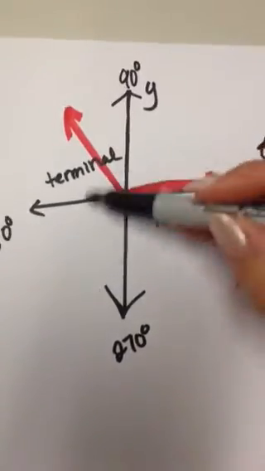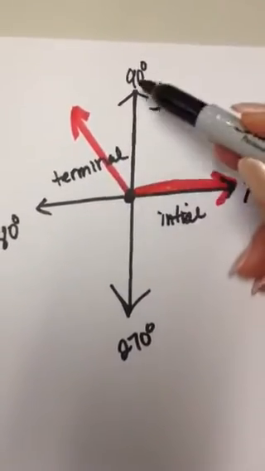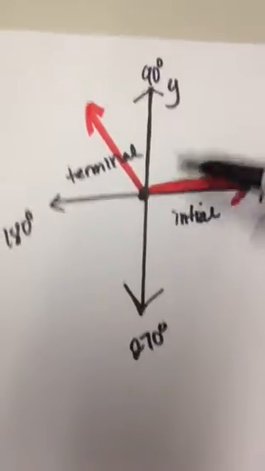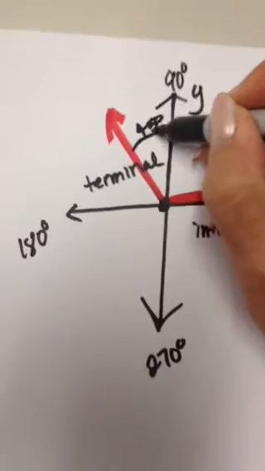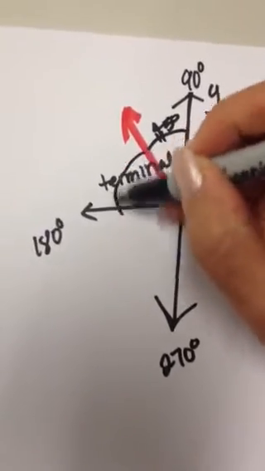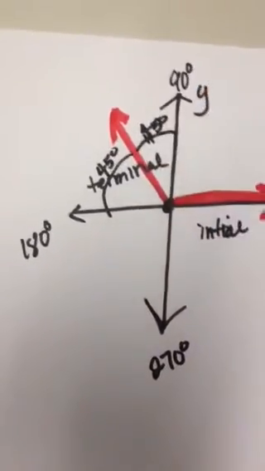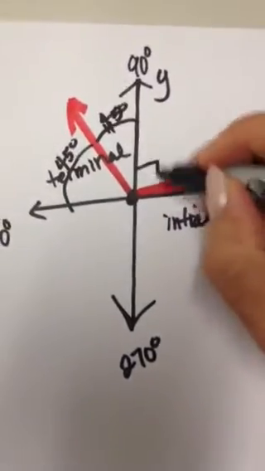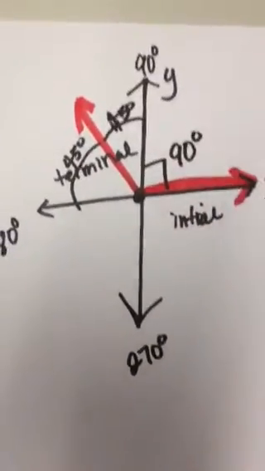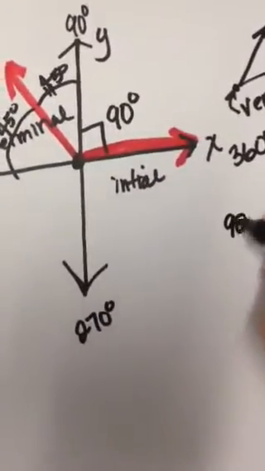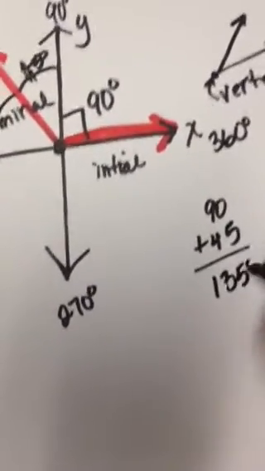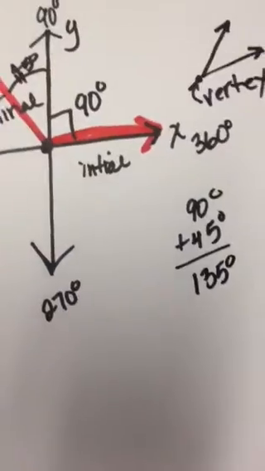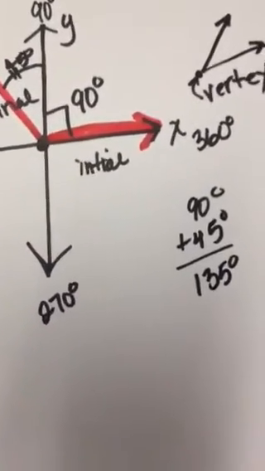It looks like this is about halfway in the middle of my 90 degrees and my 180 degrees. So this section right here would be 45, correct? And then of course over here would be 45 degrees. So if I count this 90 and I add the 45 to it, 90 plus 45 gives me 135 degrees. And that should be fairly easy for you to figure out.